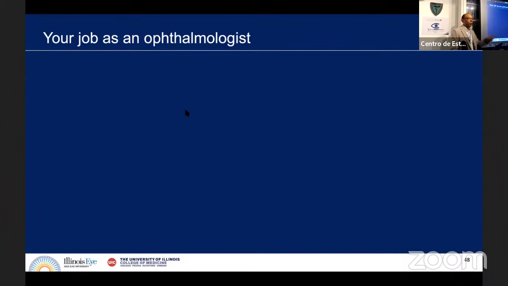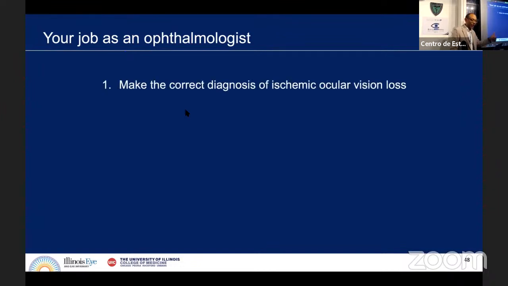So your job as the ophthalmologist is to make the correct diagnosis of ischemic ocular vision loss. If you identify that, you refer it to the stroke center. And that's all you have to do. It's pretty easy.